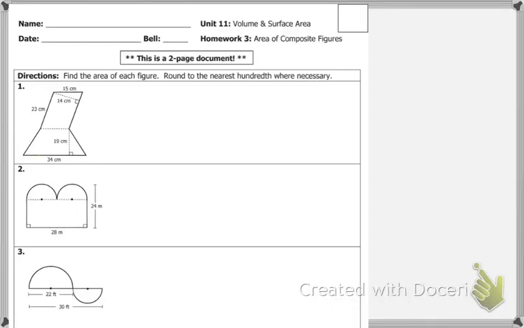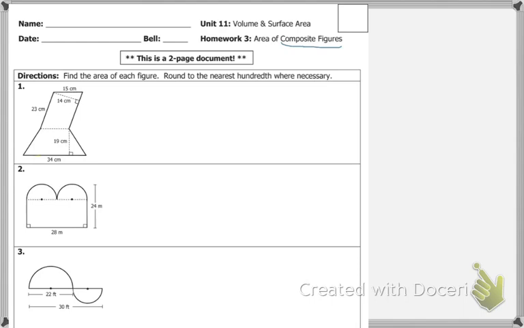Alright, a couple of questions came up for 11.3 and 11.4. You have to remember these are composite figures, okay? These figures are made up of smaller regular figures. Could be circles, rectangles, parallelograms, trapezoids. They're all stuck together to form some weird shape. So to find the area, tear them apart, find the area of each little part, and then add them together. Make your life easy.